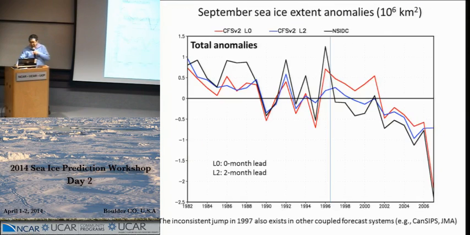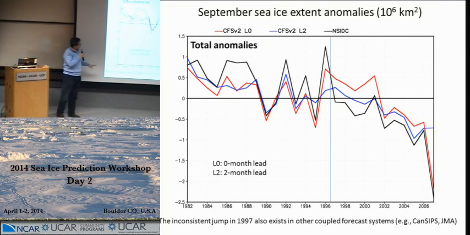So corresponding to this, here is a forecast for September CS extent, where red is 0 month lead, blue is 2 month lead, and black is observation estimate. And we see a similar thing. So there's a jump between before and after 1997.